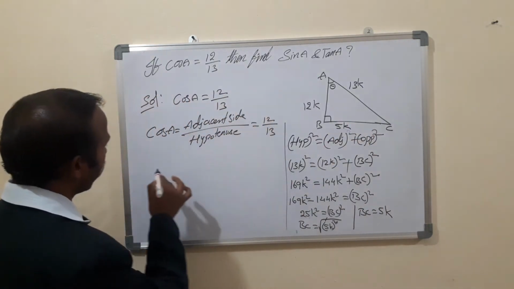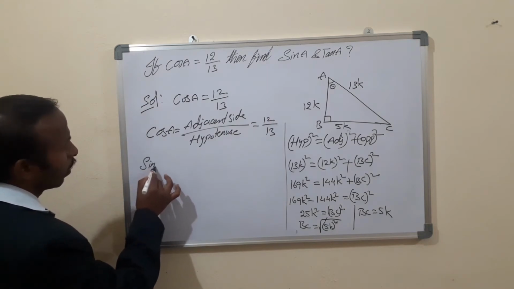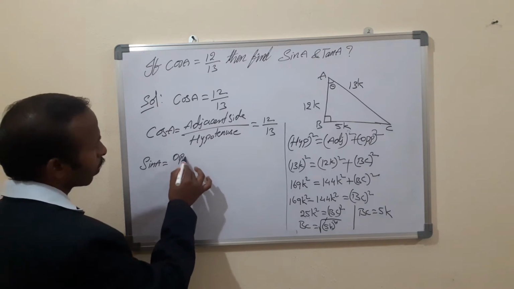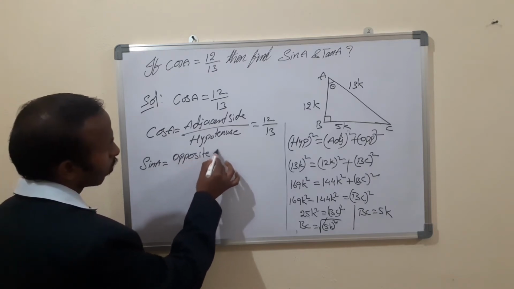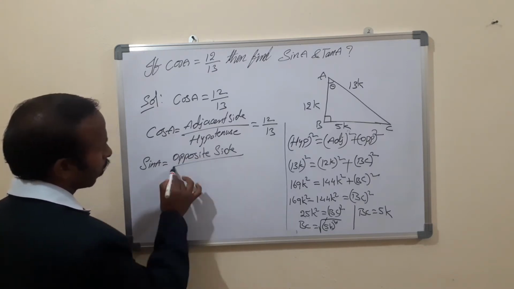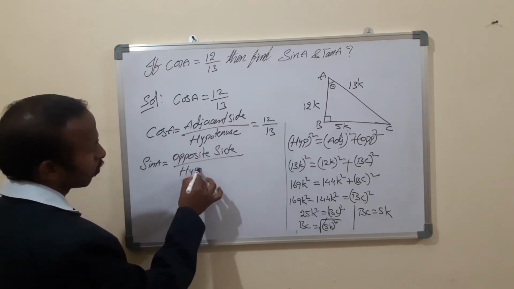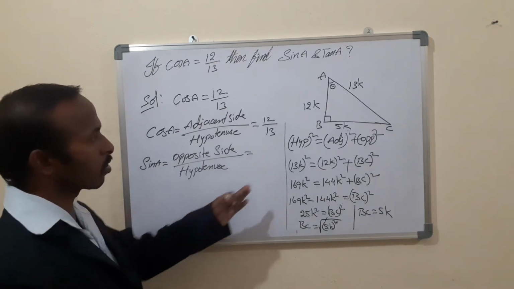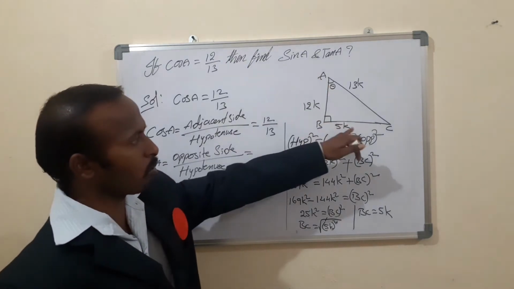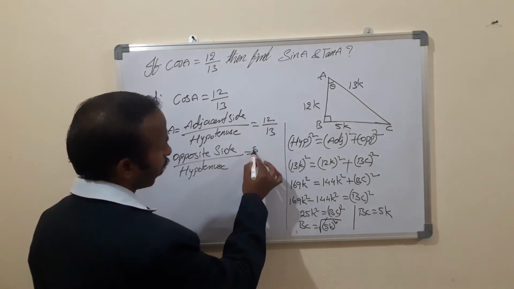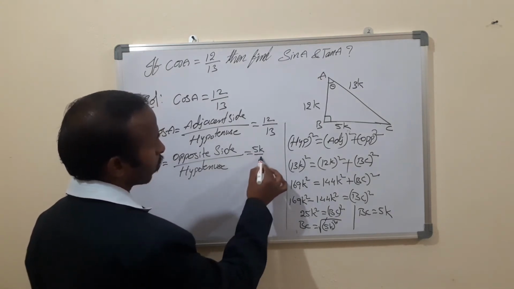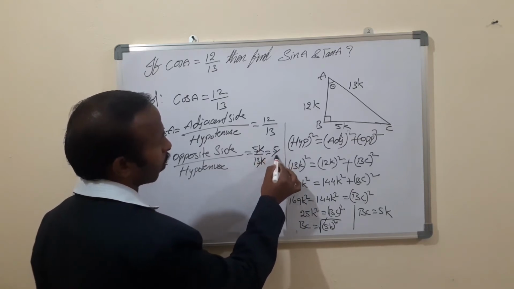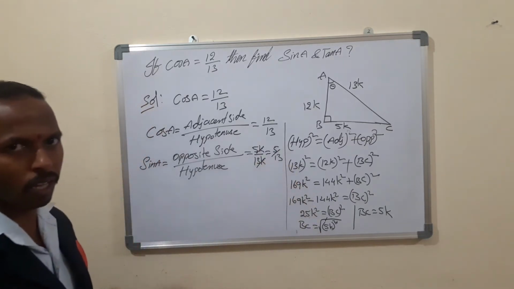Now we will find the sin A. Sin A formula in terms of sides is opposite side by hypotenuse, that is equal to opposite side, which is opposite to the theta, that is how much? 5K by hypotenuse 13K. K gets cancelled. Finally 5 by 13 is the value of sin A.